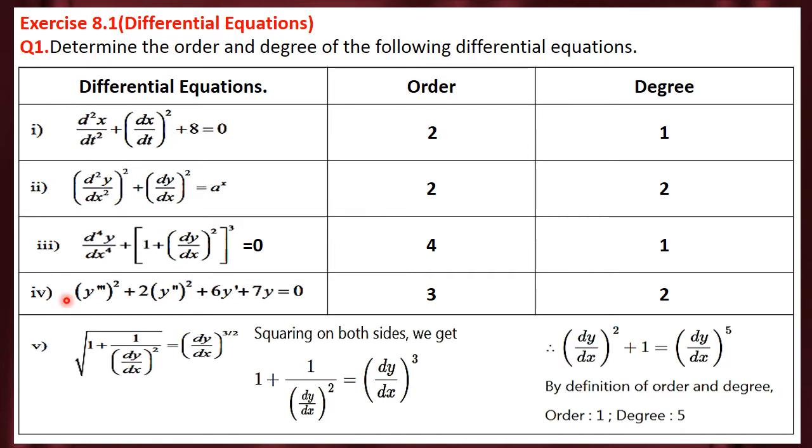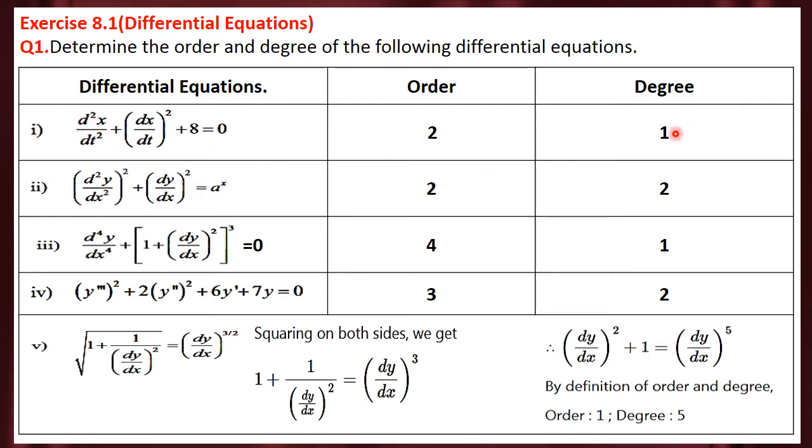Differential equations are given. First one, d square x by dt square plus dx by dt the whole square plus 8 is equal to 0. We write the order first. Order means the order of the highest derivative occurring in the equation. Here d square x by dt square is the highest derivative and its order is 2. That is the maximum number of times the function is differentiated, that is 2 times. So the order is 2.